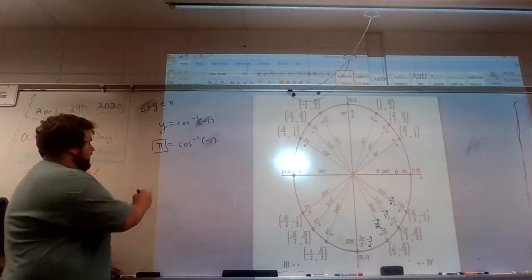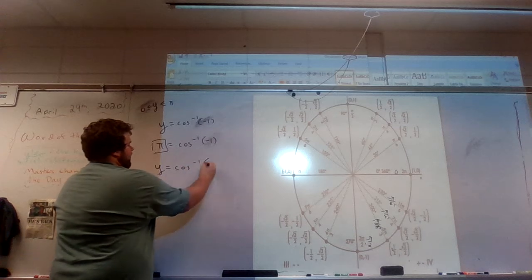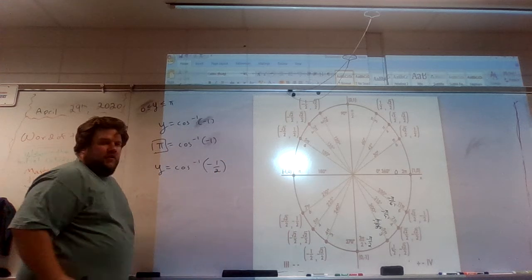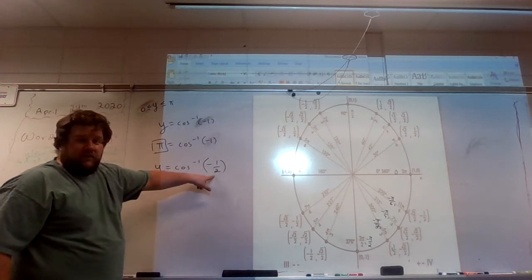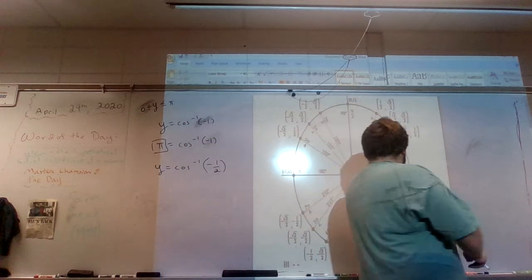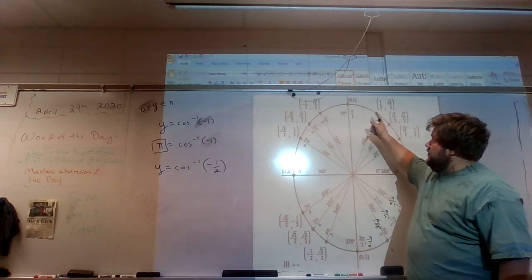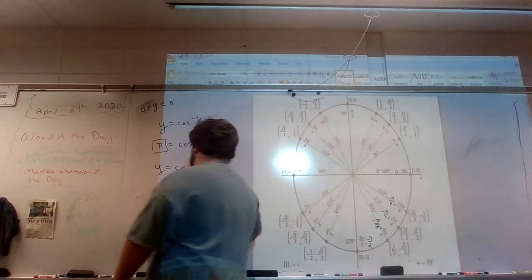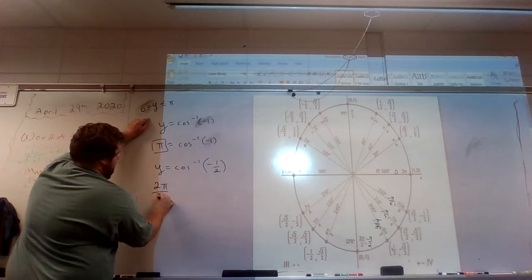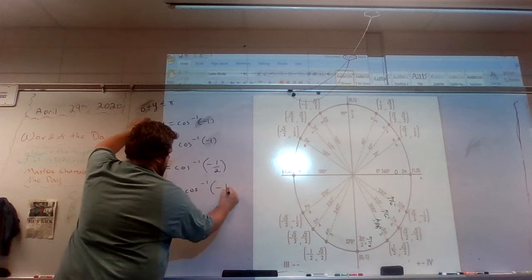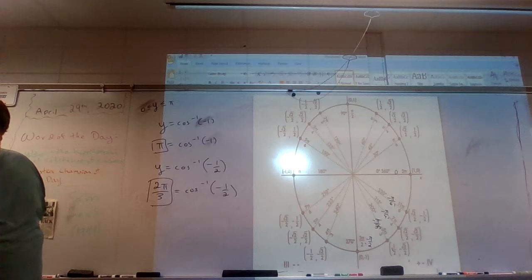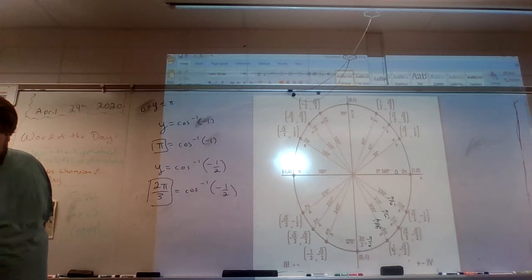Okay, what about this guy? Cosine inverse of, let's say, -1/2. So what angle between 0 and pi gives a cosine of -1/2? So cosine is going to be -1/2 here, and that's at our angle of 2 pi over 3. And that is between 0 and pi. Okay. Let's look at another one.